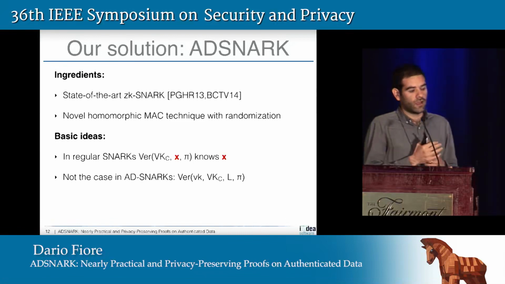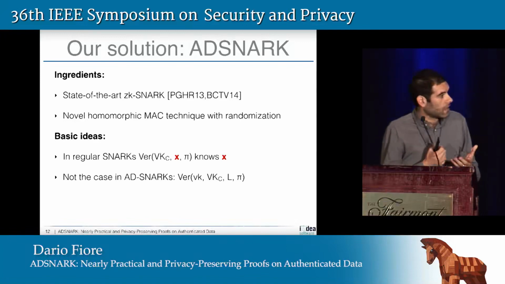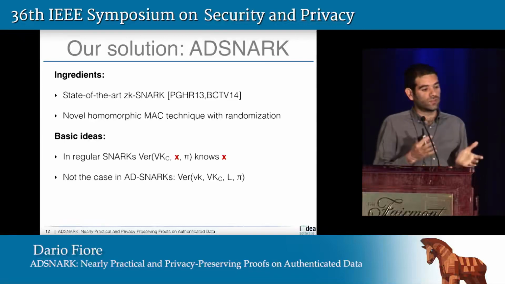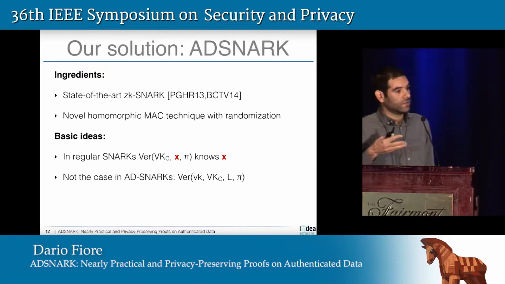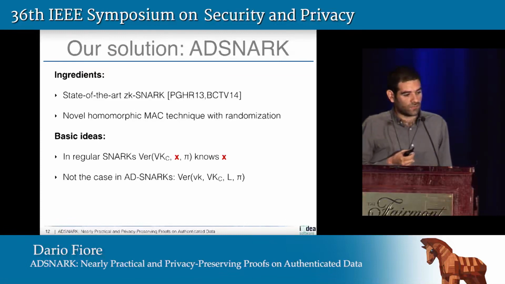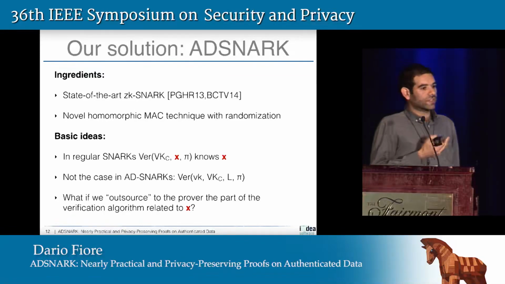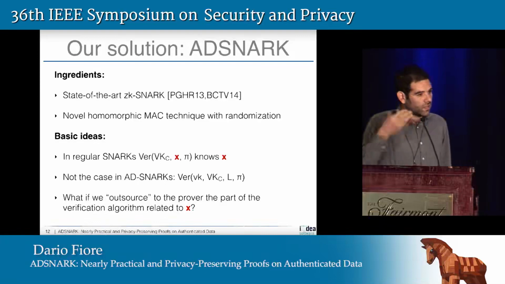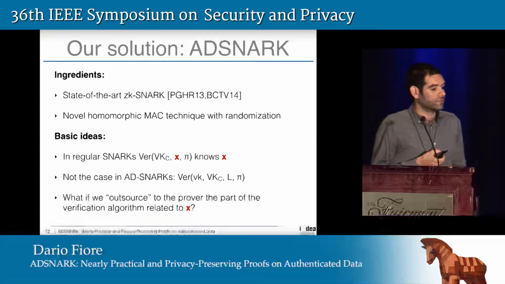If you look at the regular SNARK, the verification algorithm looks like the one on the slide. You verify with respect to some verification key, you know the input X, and you have the proof pi. This is possible because in plain zero-knowledge SNARK, you do know X. But it's not the case in ADSNARK, because we said that X is private. So actually in that algorithm, you don't know X. So assume that we want to use such an algorithm. Our first idea was, can we outsource the verification algorithm itself to the prover, because the prover knows X, so he might run this for us.